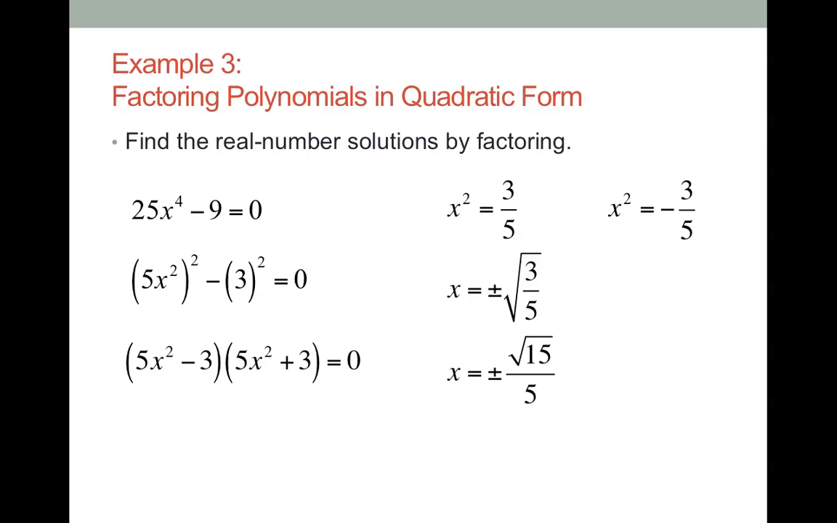So, based on the directions, our only answers are going to be the plus or minus square root of 15 over 5. Now, if they'd asked us for all solutions, then we would continue working with that negative 3/5, take the square root, use i to get complex answers, and all of that. But it's not what they're asking us for, so that's not what we want to give for an answer.